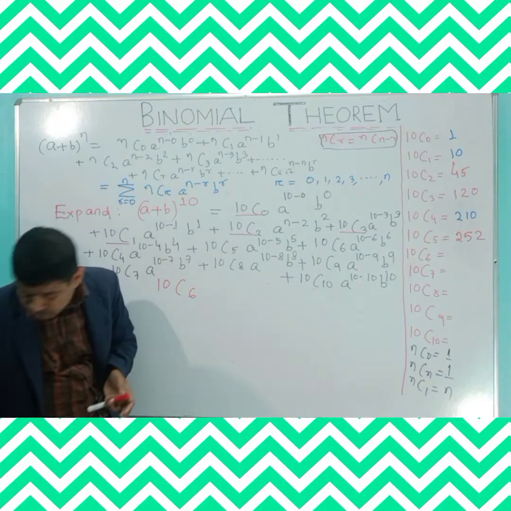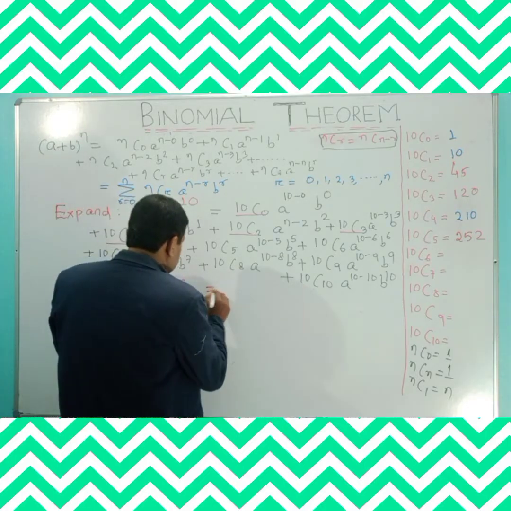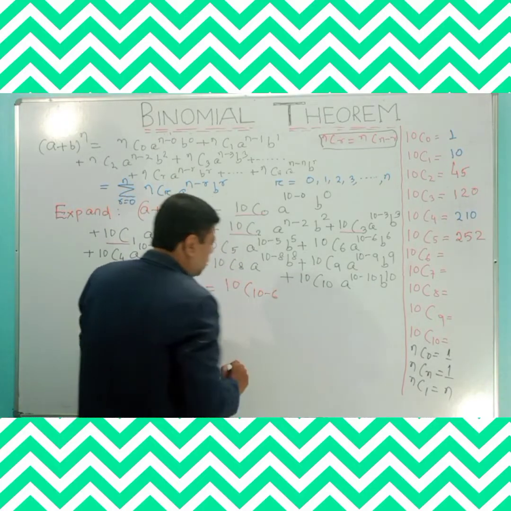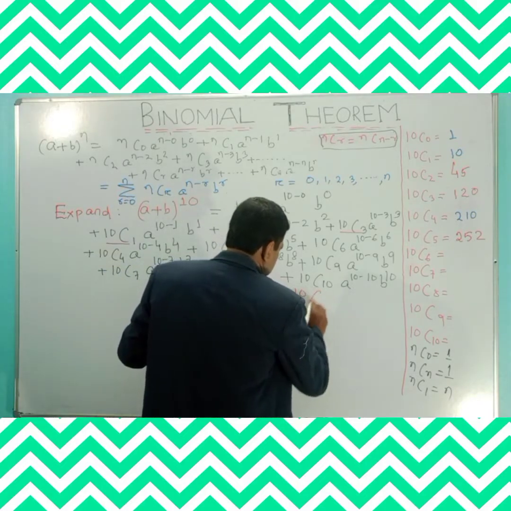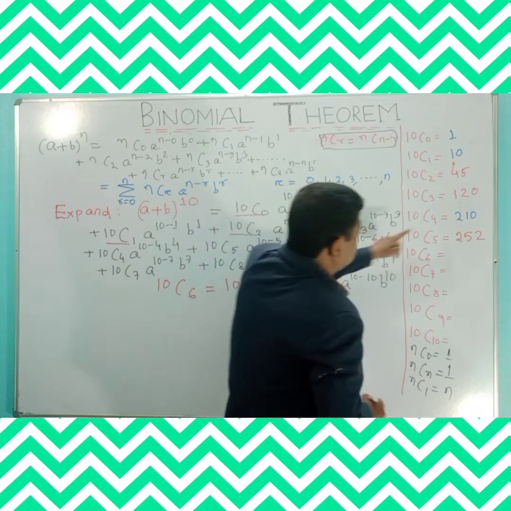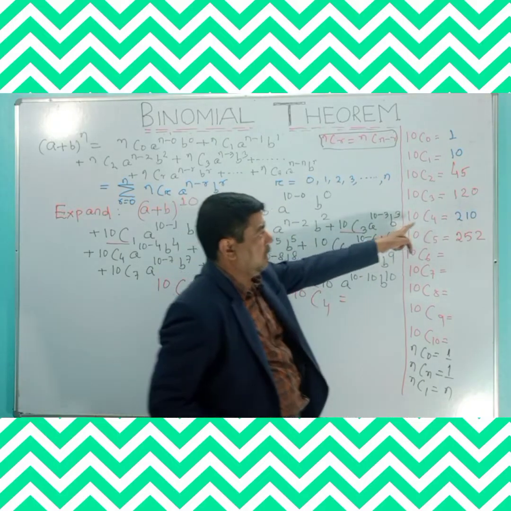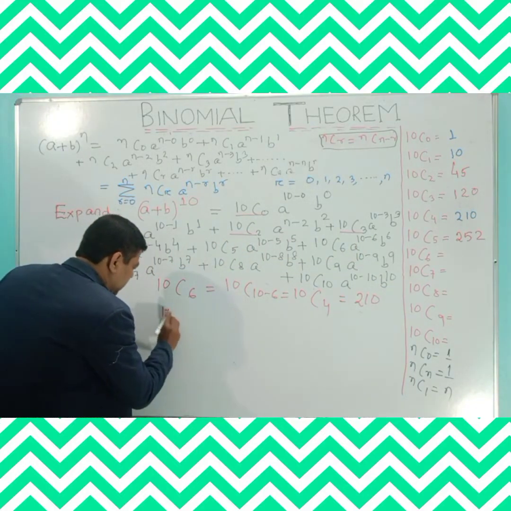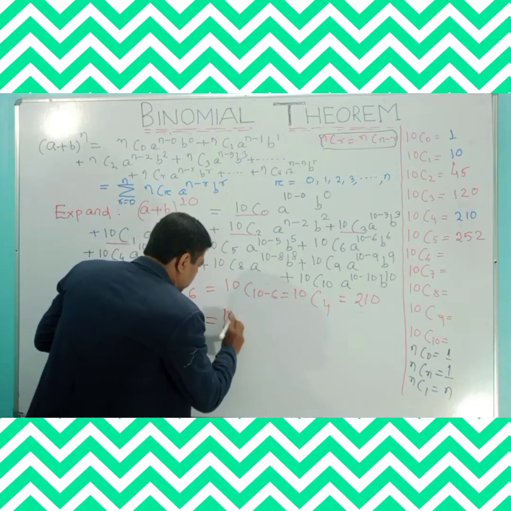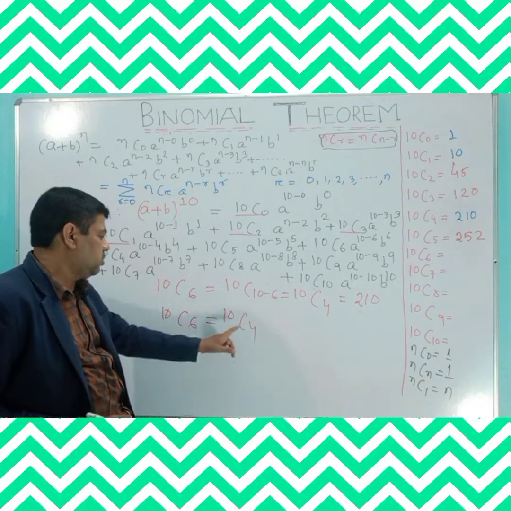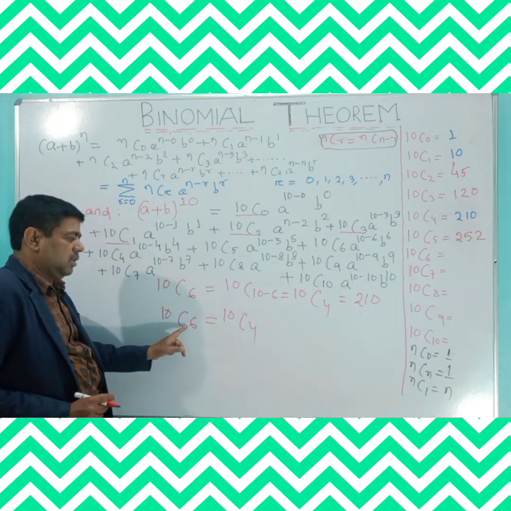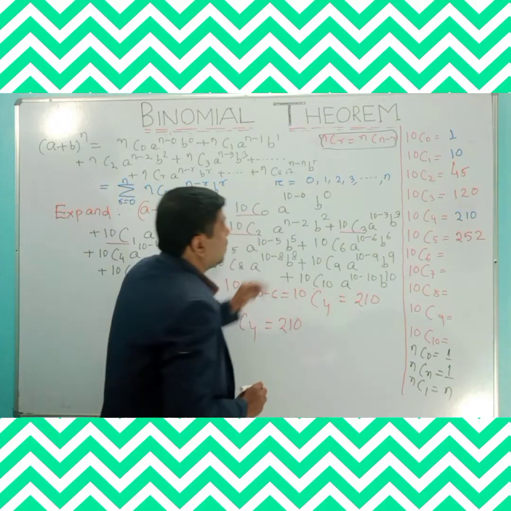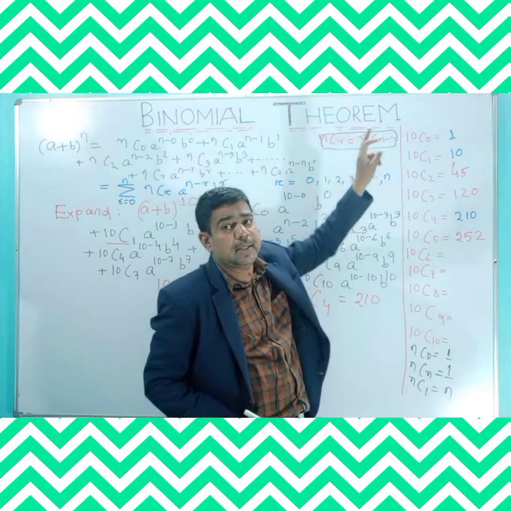You see now, look at here. 10C6 will be 10C(10 minus 6), which is 10C4. And the value of 10C4 we already have: 210. So the interesting fact is that the value of 10C6 is the same as the value of 10C4, which is 210. This is one of the interesting concepts using the formula nCr equal to nC(n minus r).